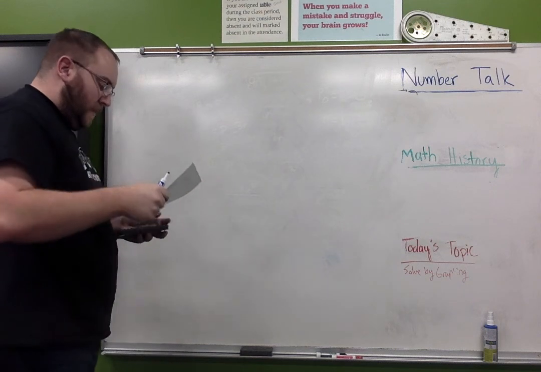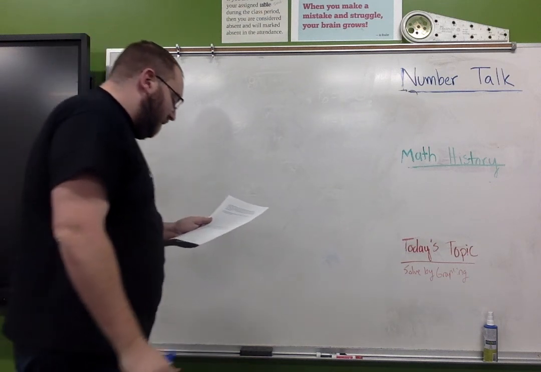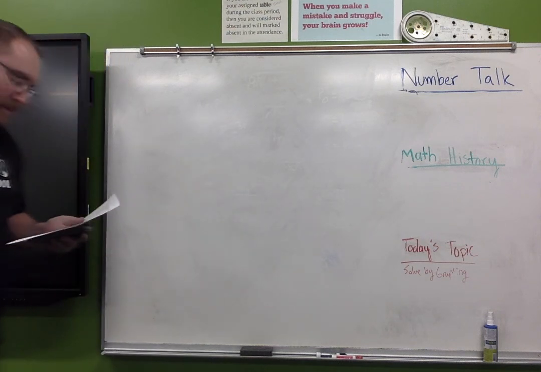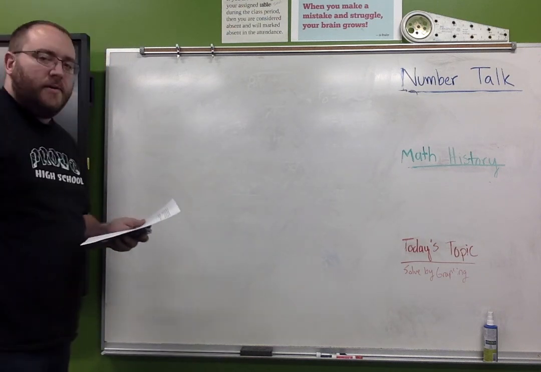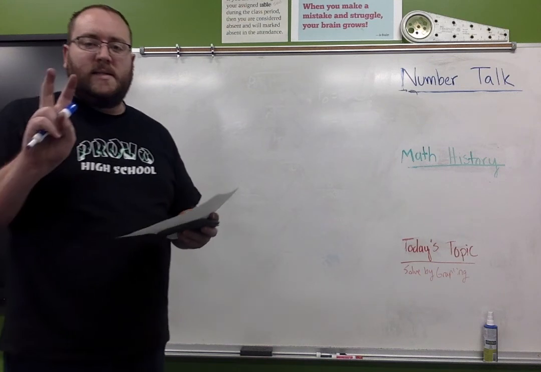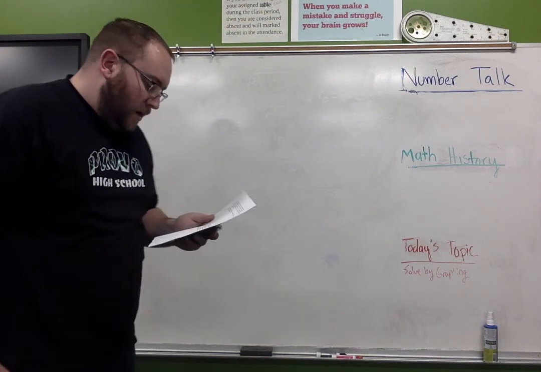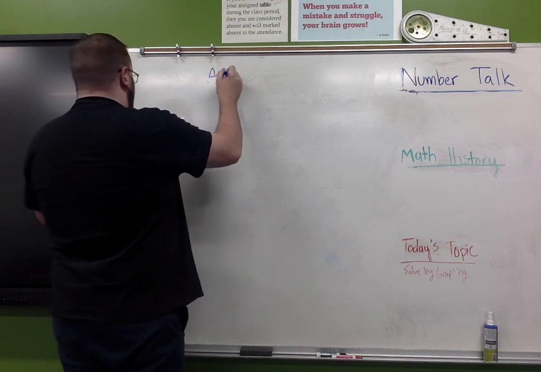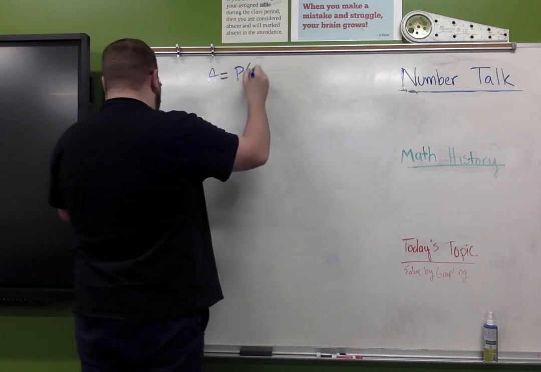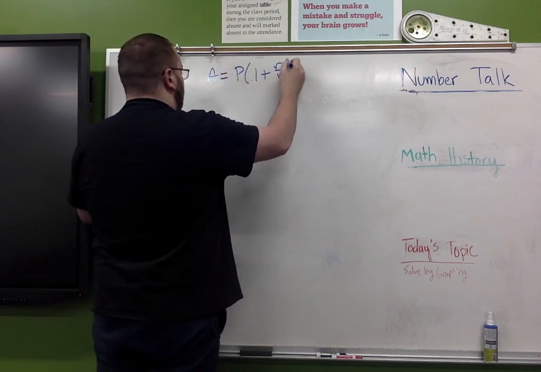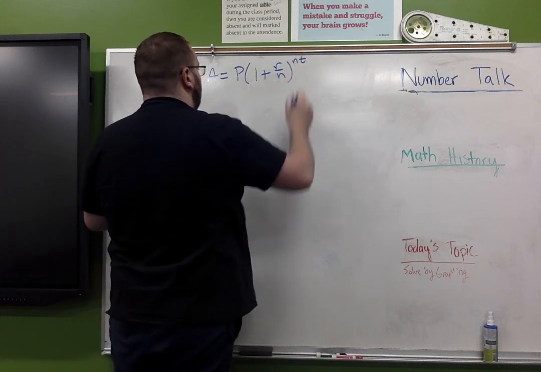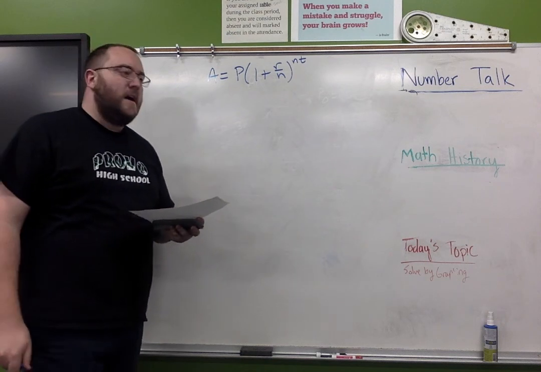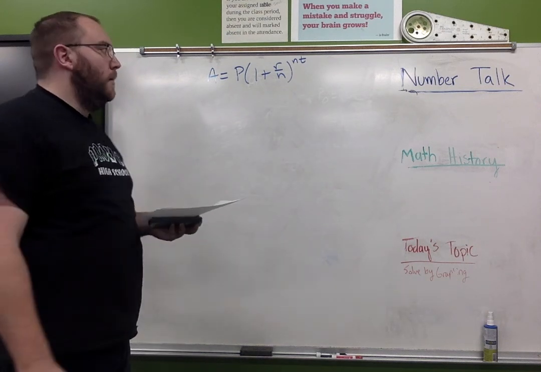Okay, so find the time required for a $500 investment to double at an annual interest rate of 3% compounded semi-annually. Semi-annually means twice, right? 2 times a year. Round your result to 2 decimal places. Use the formula A equals P times 1 plus R over N to the NT power. Okay, this is the interest formula, right? It's very, very well known, very popular.